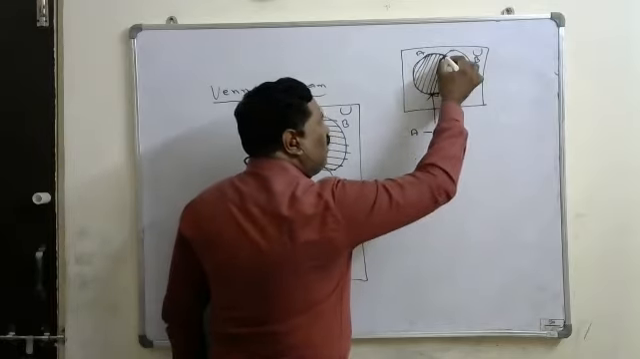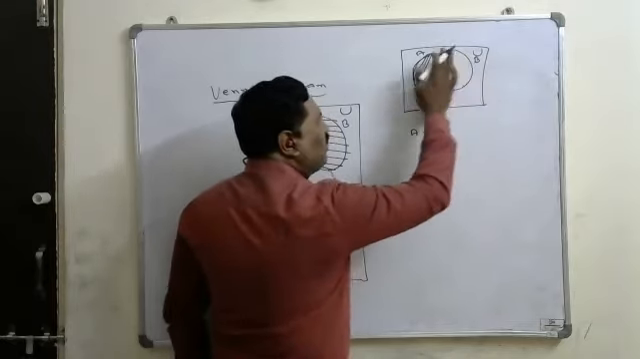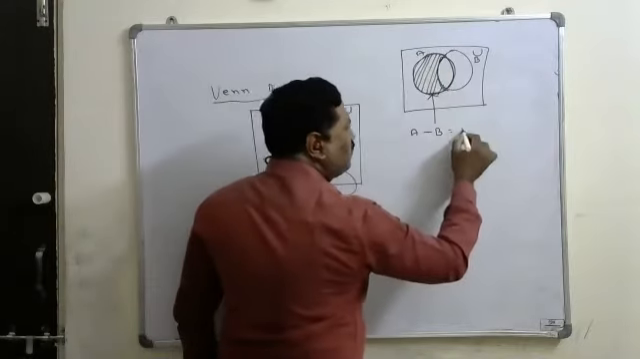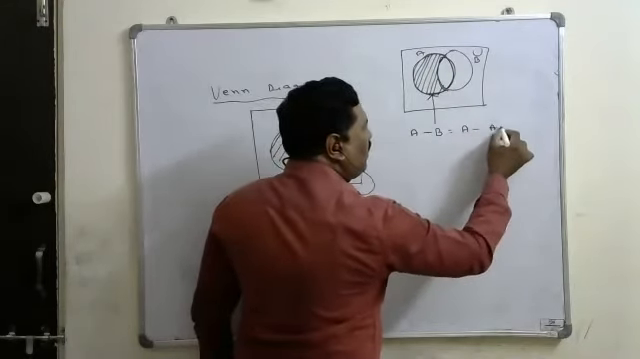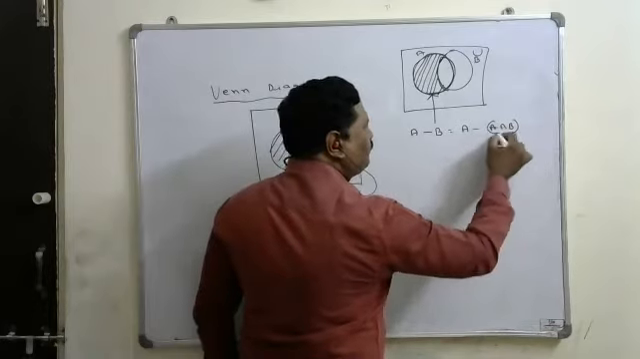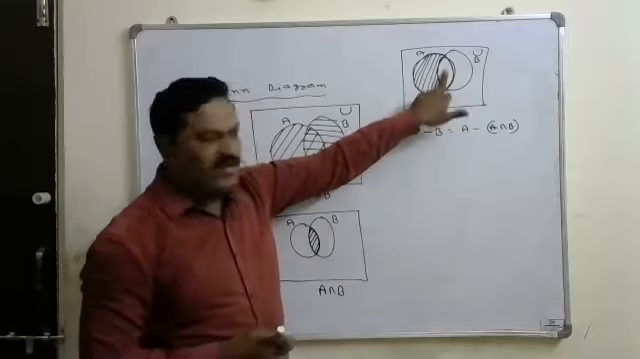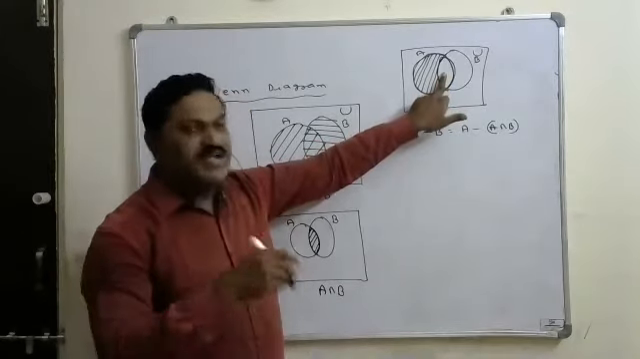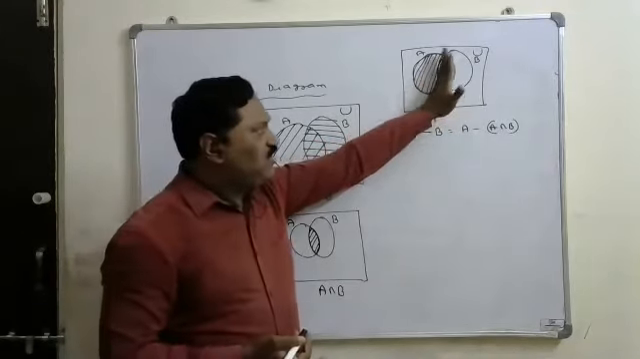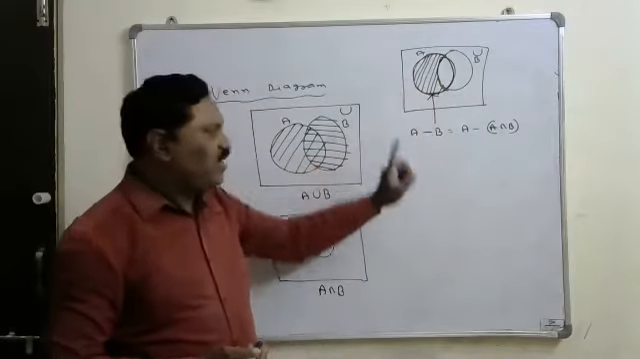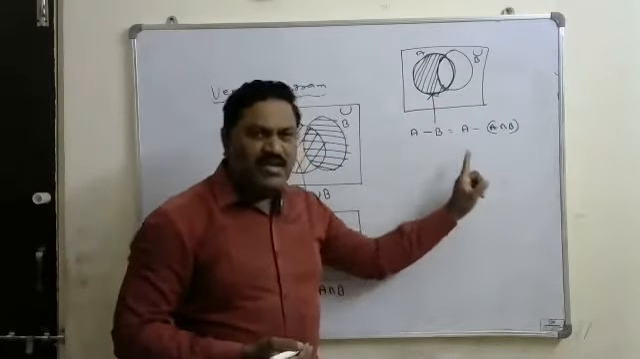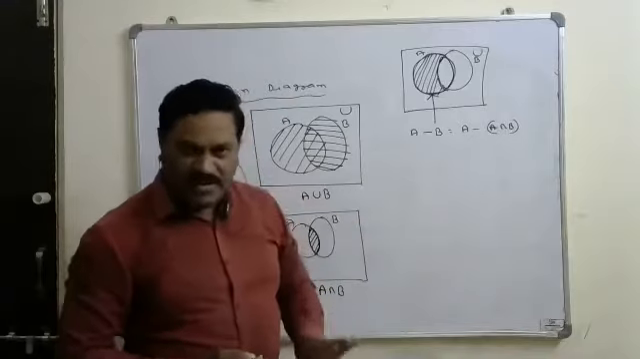From this set A, if I subtract this intersection part, then we are going to get this part. That's why you can also write A minus A intersection B. Means this is the entire set, and from that, if I subtract this common area, which represents A intersection B, then we get the remainder. That's why A minus B can also be written as A minus A intersection B.